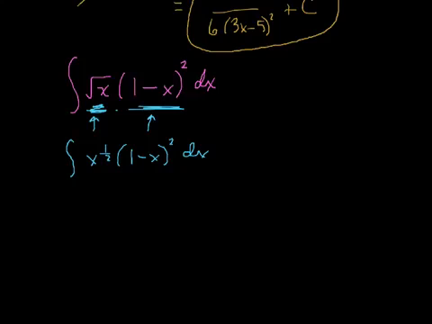In Calc 2, you'll learn other ways to handle it, but right now the only thing we can do is we're going to multiply all this out. We're going to square that, and then we're going to distribute the x to the 1/2 power. Okay, we're doing it. Just deal with it. X to the 1/2 power, 1 minus x.